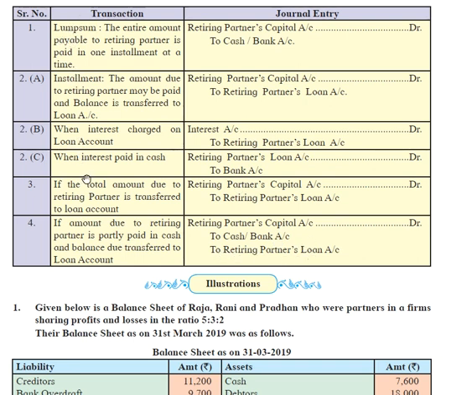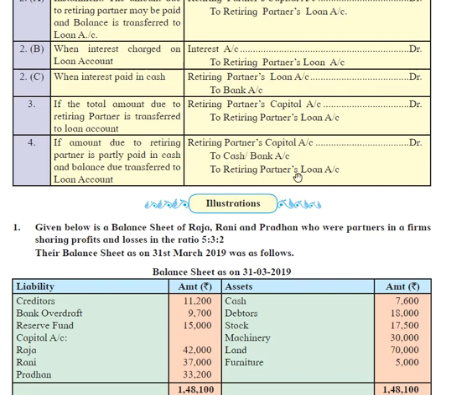So these are the methods. If it is a lump sum, if it is installments, if it is interest, and if interest is paid in cash, these are the journal entries that are going to come in the problem. So you will come to know these journal entries in depth in the problems.